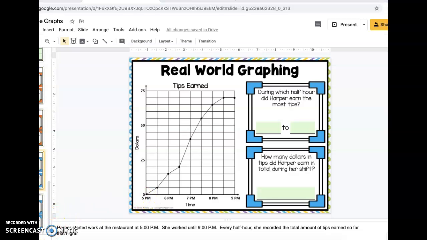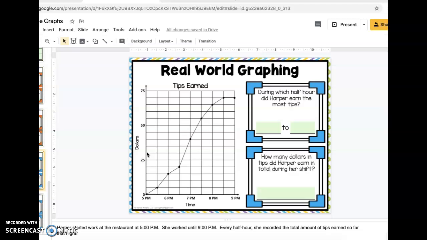Okay, let's understand the graph first. So my x-axis says the time, and I notice that it's broken into half hours. So 5, 5:30, 6, 6:30, 7, 7:30. And then here's the money. I think it goes by fives, and it starts at 0 because that's the beginning of her shift, and then the end of her shift, how much money she made. I think it's by fives. 5, 10, 15, 20, 25. So it's going by fives up. I want to see the biggest jump.